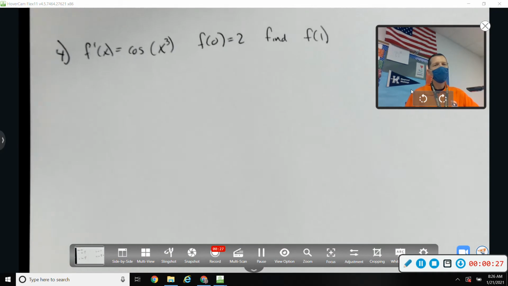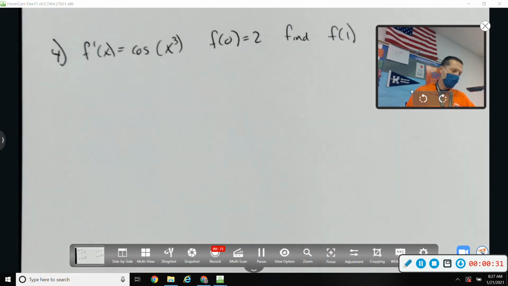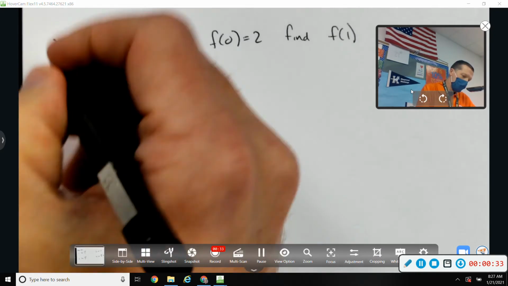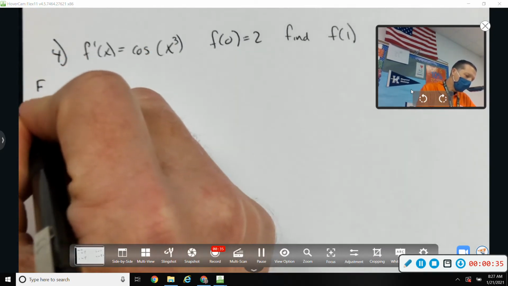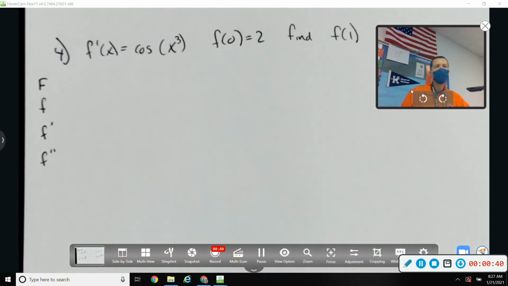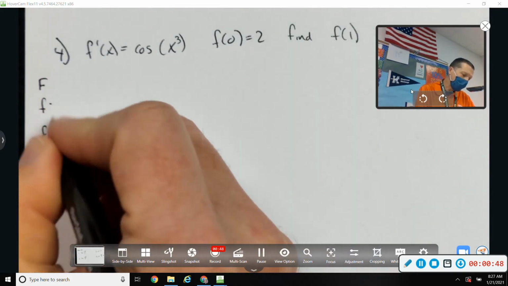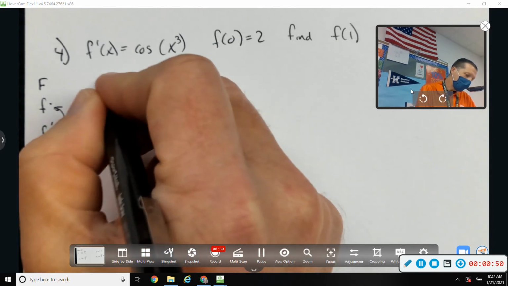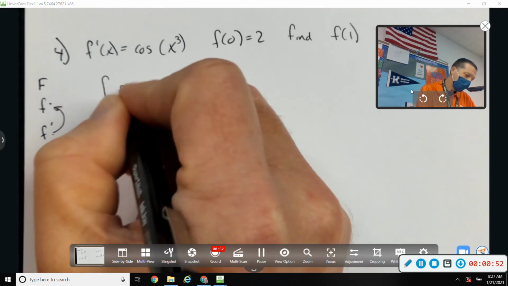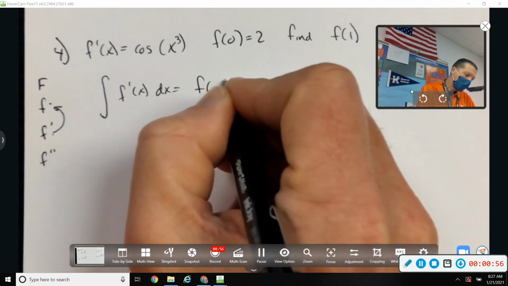Okay, let's see. If I have f prime and I want to find f, then I need to back up one, right? Capital F goes to little f, goes to f prime, goes to f double prime. It's our progression of derivatives and antiderivatives. So if I'm at f prime and I want to get to f, I should integrate, or antiderivative, f prime, and that would get me to f.